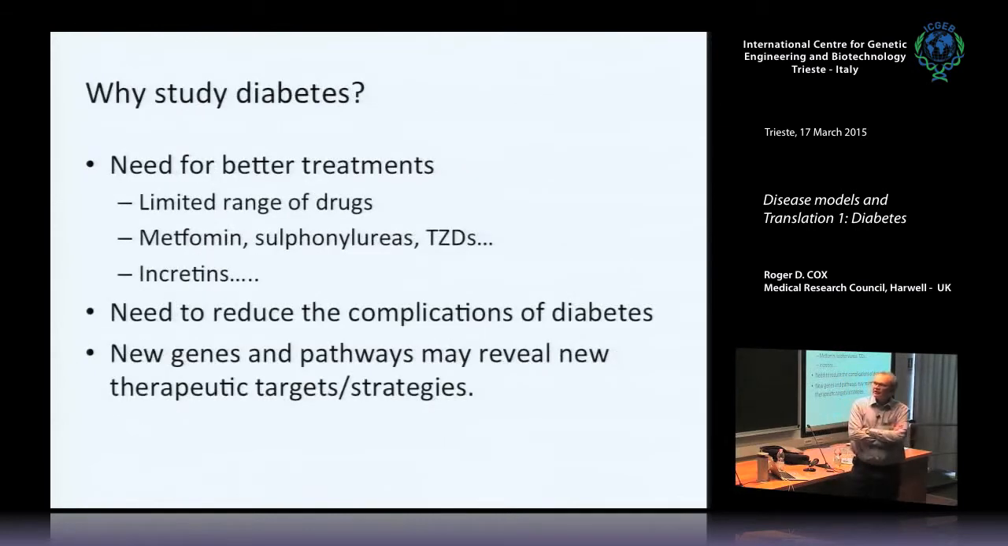So why study diabetes? Well, we need better treatments. There's a limited range of drugs: metformin, sulfonylureas, thiazolidinediones, which aren't so much used. More recent treatments are based on incretins, which potentiate insulin secretion, and compounds that inhibit the degradation of incretins. We need better treatment so we can reduce the complications of diabetes and improve quality of life. So the aim is to get at new genes and pathways, understand the biology better, and hopefully find new therapeutic targets and strategies.